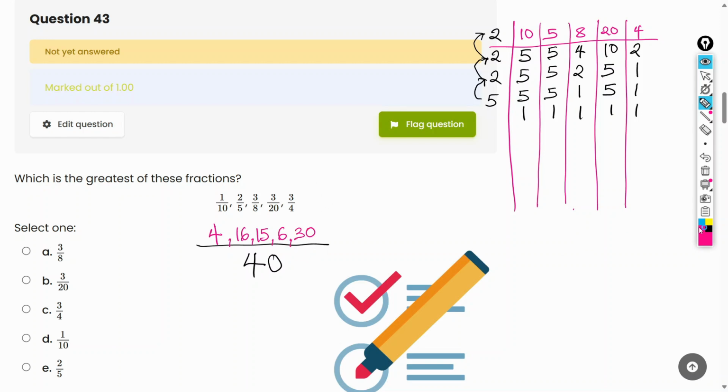So the biggest number we have here is 30. That's 30 out of 40, which is the same thing as 3 out of 4. That's the greatest of these fractions. 3 out of 4.